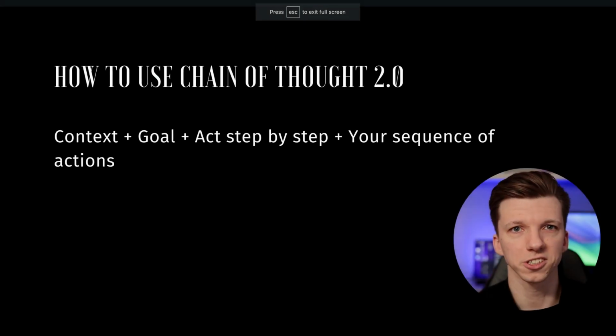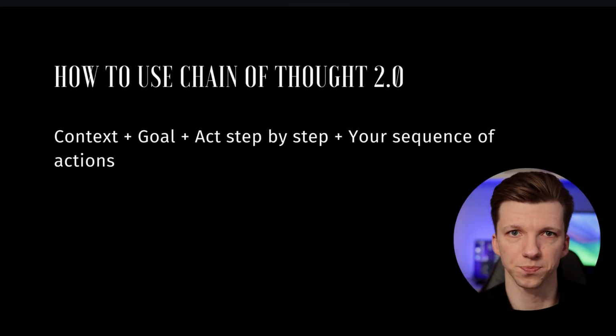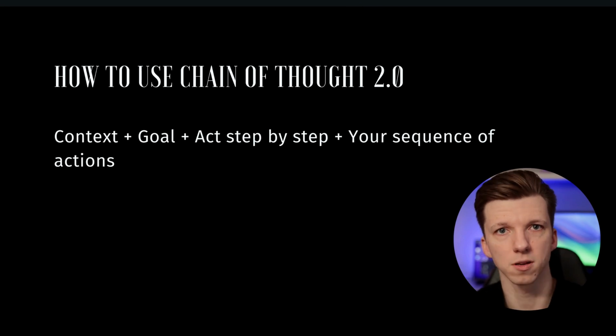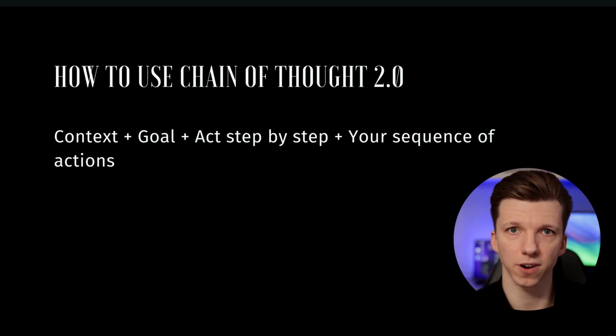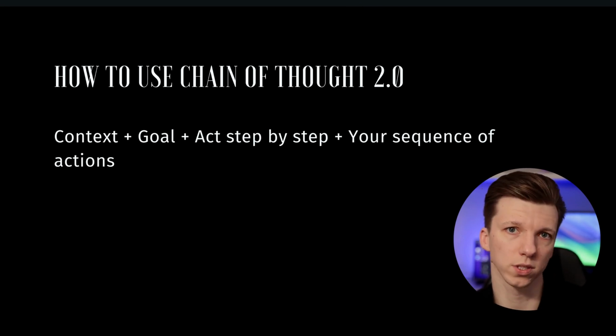But what if you want more flexibility as to how ChatGPT thinks? In this case, you might want to provide your sequence of actions and logic. This works particularly great when you use advanced data analysis, also known as code interpreter, which we'll discuss in a dedicated lecture a bit later in the course. So the more flexible chain of thought formula is as follows. Your context plus goal, then act step by step, and then provide your logical sequence of actions.